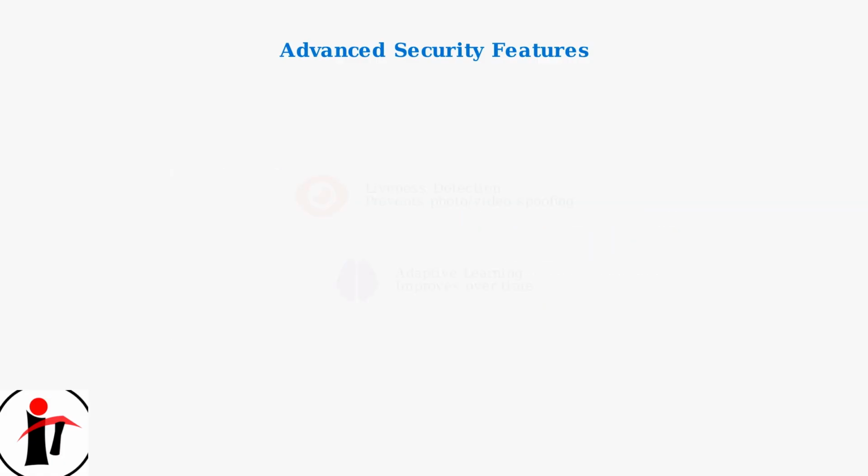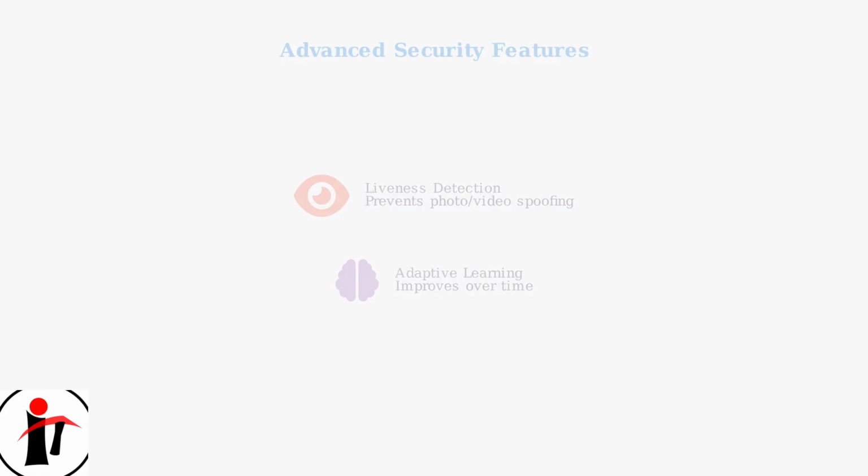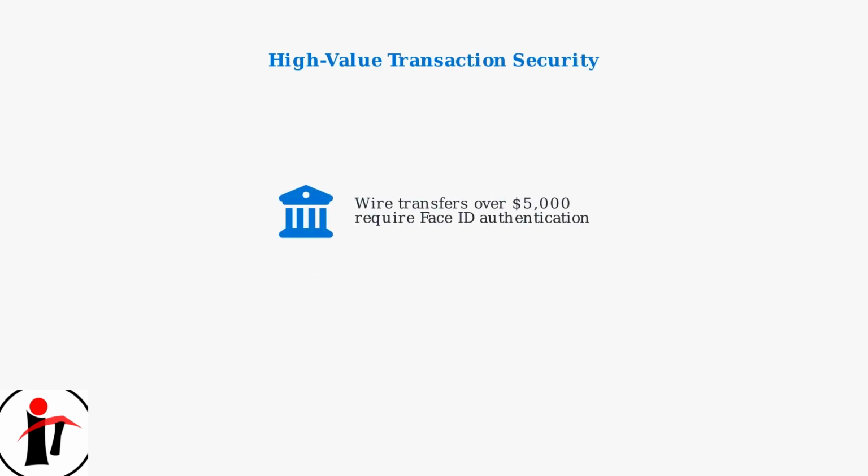The system includes liveness detection to prevent spoofing attempts, and adaptive learning that improves recognition accuracy over time while maintaining the highest security standards. For enhanced security, Chase requires Face ID authentication for high-value transactions, including wire transfers over $5,000, ensuring your most important financial activities are protected.